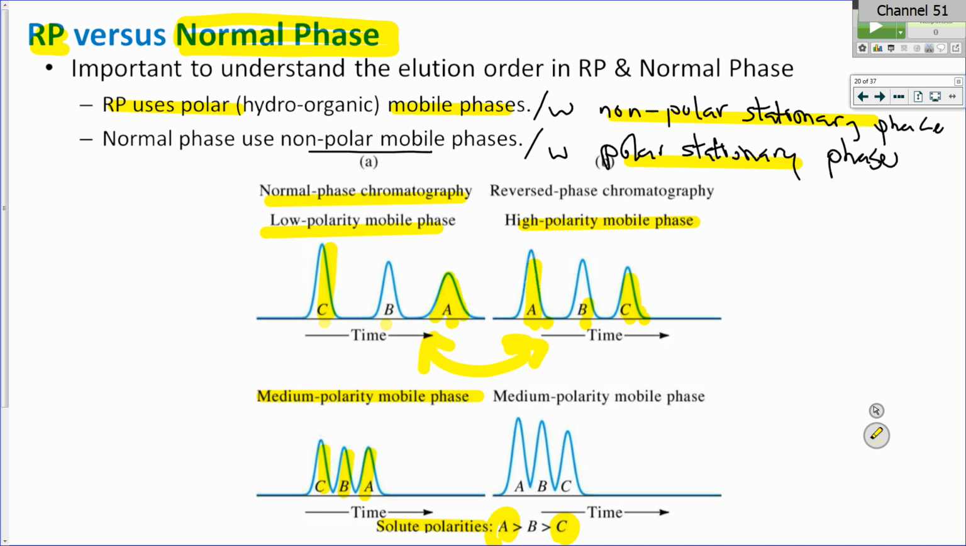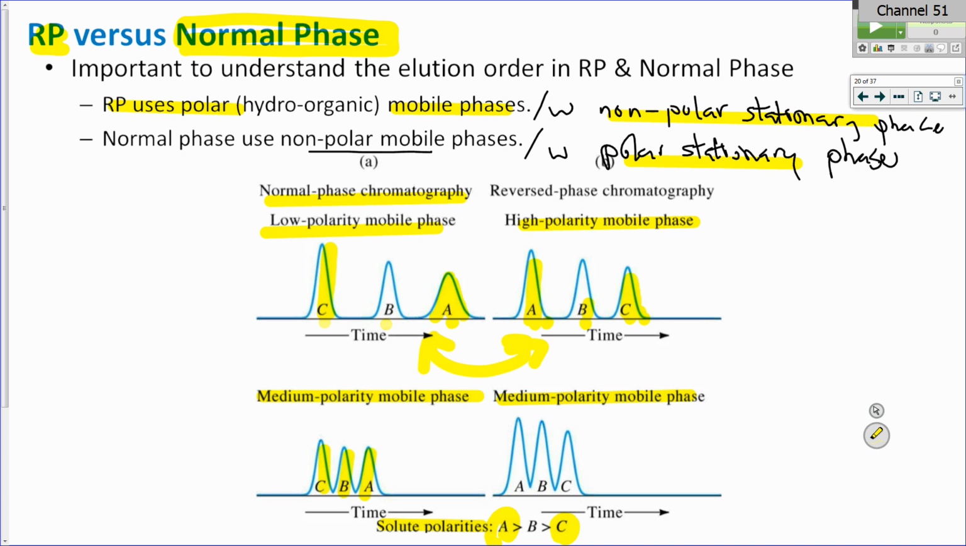So in a hydroorganic solvent, it's going to be low percentage of organic, mainly water. To increase the strength of the solvent, I increase the percentage of the organic in the mobile phase. So we started with 5% acetonitrile water, and then we ramped it up to 55% acetonitrile water in our separation that we did with caffeine.